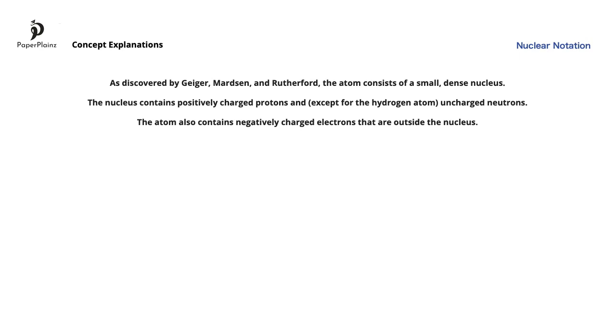The properties of elements depend on the number of protons, neutrons, and electrons that make up the atoms of a given element. To show the composition of elements, we often use nuclear notation as a shorthand. Let's learn about this notation. The formula for nuclear notation looks like this.